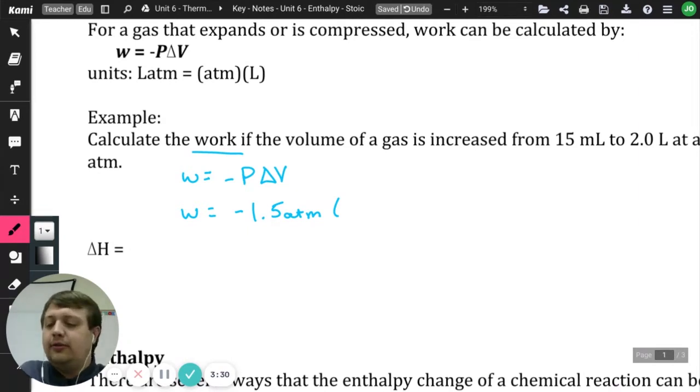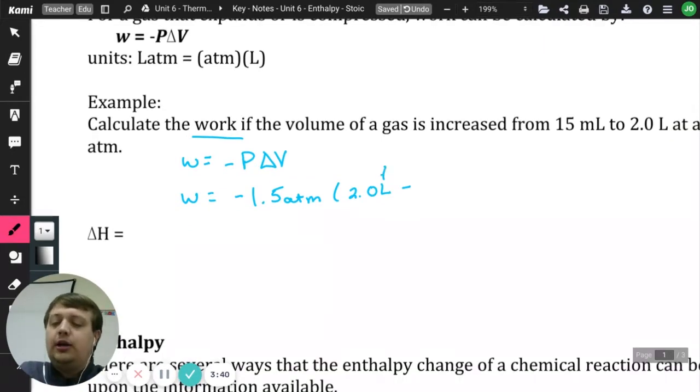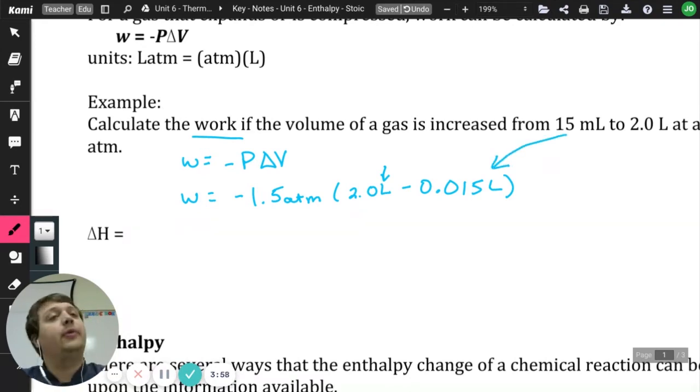So your final volume is 2.0 liters minus your initial volume, which was 15 milliliters. Now we do need to make sure our units are the same. So we've got liters here, we've got milliliters on the other. So I'm going to go ahead and convert that. So 0.015 liters. Okay, so I just converted that into liters. Okay, essentially moved that decimal 3 times. Okay, so now it's just a matter of plugging in my numbers into the calculator.